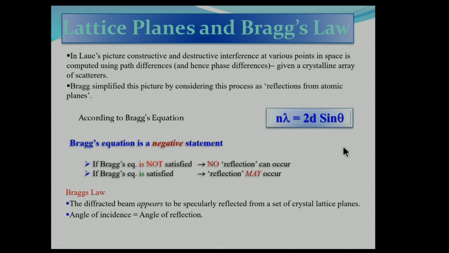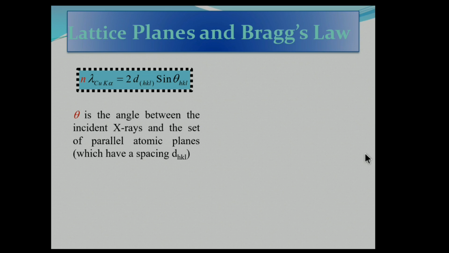Accordingly, Bragg's law states that the diffracted beam appears to be specularly reflected from a set of crystal lattice planes with angle of incidence equal to angle of reflection. That's what Bragg's picture says. That is, the diffraction can be considered as specular reflection from a set of crystal lattice planes. That is Bragg's law.